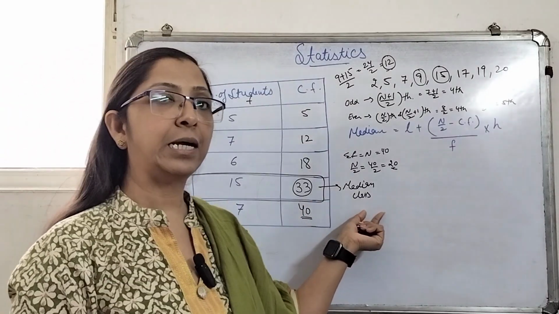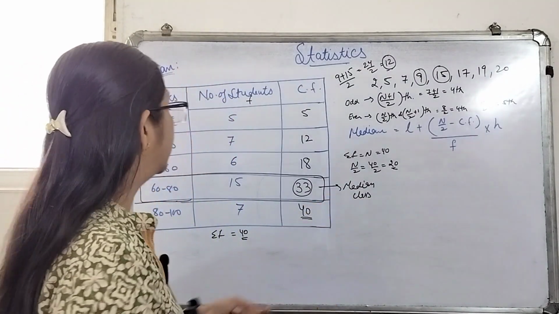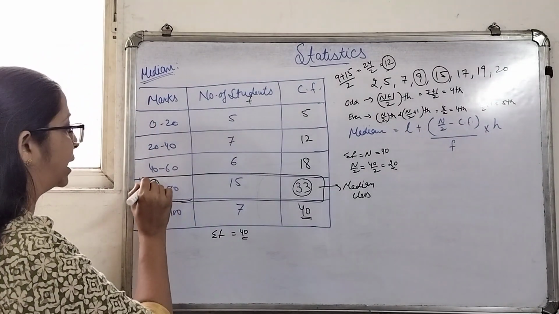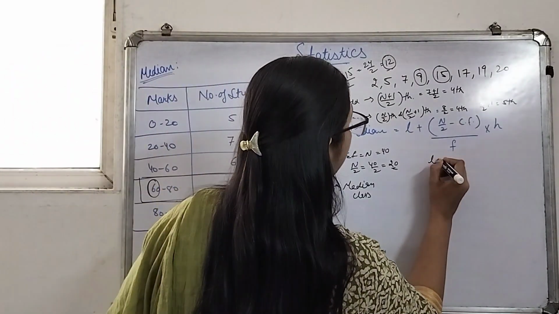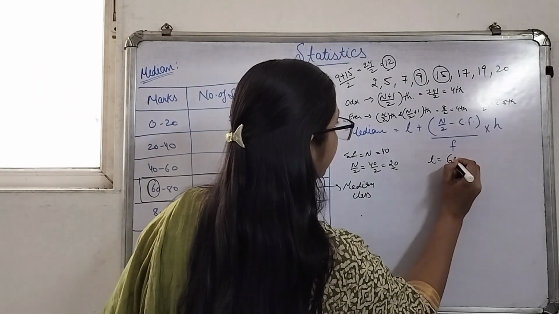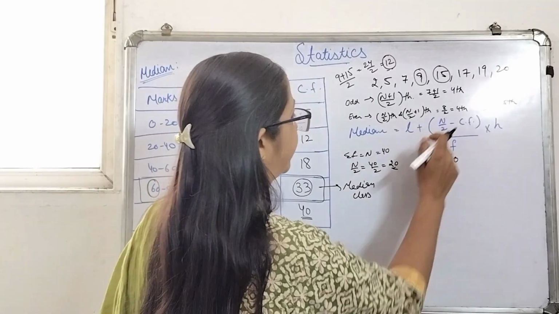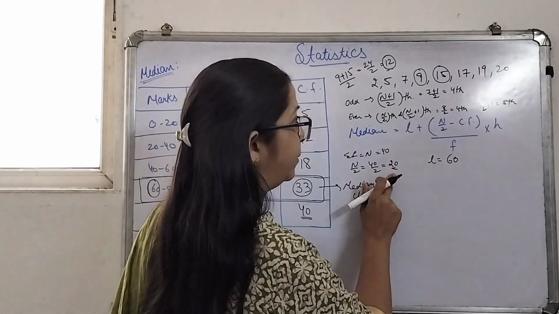this class interval will be the median class. Now once we have decided what the median class is, the lower limit of this median class is the value of L. Lower limit of median class, that is 60 over here. It is the value of L. Just now we have found out that the value of n by 2 is 20.